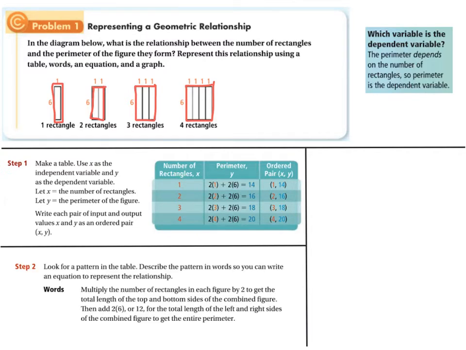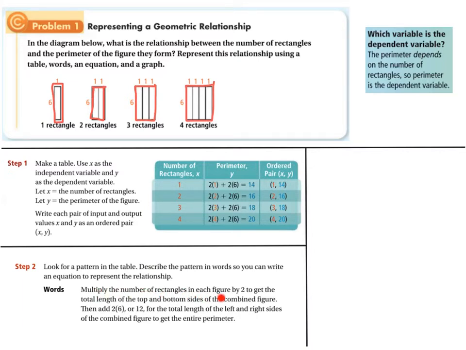So what? Okay, well, how do we say it in words? So you look for a pattern, and you can describe it in words. So you would say, okay, we would multiply the number of rectangles in each figure by 2, because that's what you get on the width. 1 rectangle gives you a width of 1, and you double it. 2 rectangles gives you a width of 2, and you double it. 3 rectangles give you a width of 3, and you double it.